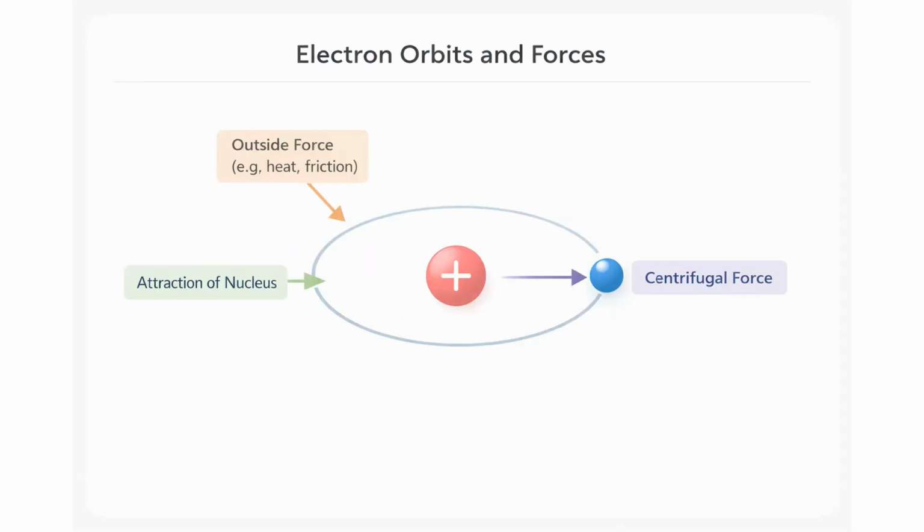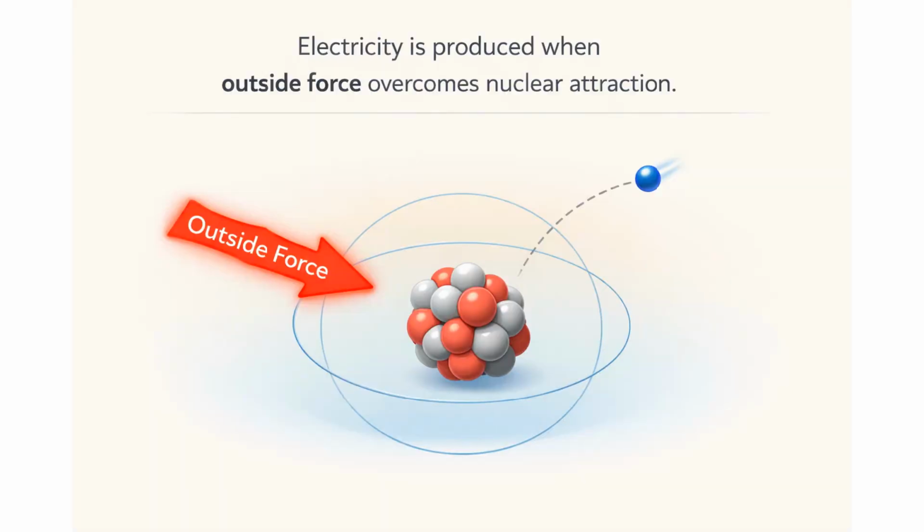So what keeps electrons in their orbits, and how do they escape to create electricity? It's a balance of forces. As the electron orbits, centrifugal force tries to pull it away, much like swinging a ball on a string. This is perfectly balanced by the positive attraction from the nucleus pulling it inward. However, if we apply a strong enough outside force, like heat, friction, or chemical energy, we can help that centrifugal force overcome the nucleus's attraction. When that happens, the electron breaks free from its orbit. The movement of these freed electrons is what we call electricity.